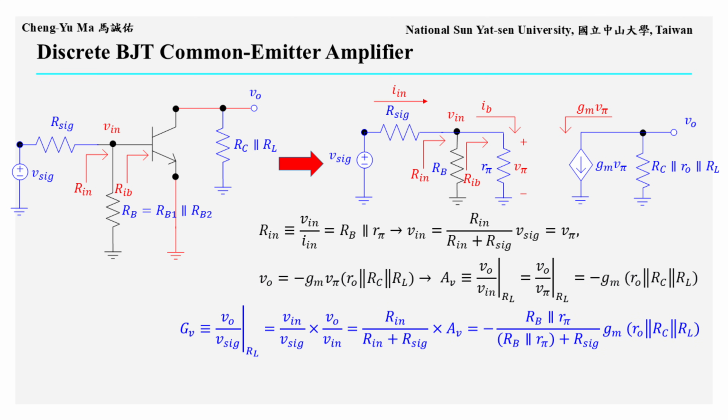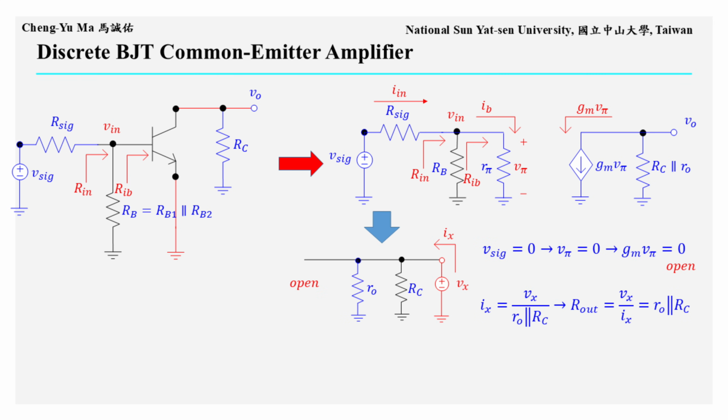Next, the overall or global voltage gain is obtained. Gv equals Vo over Vsig, which equals Vin over Vsig multiplied by Vo over Vin. Therefore, Gv equals Rin over Rin plus Rsig multiplied by Av. Substituting Rin equals Rb in parallel with Rpi gives Gv equals negative Rb in parallel with Rpi, divided by the quantity Rb in parallel with Rpi plus Rsig, multiplied by gm times the parallel combination of Ro, Rc, and RL.